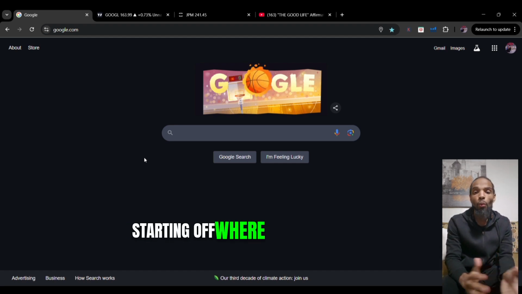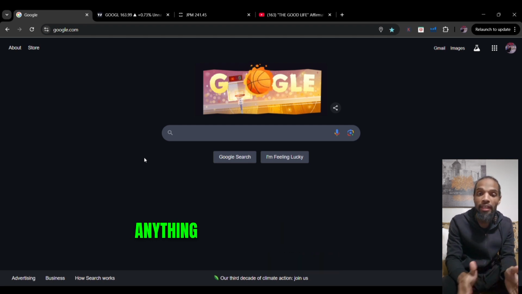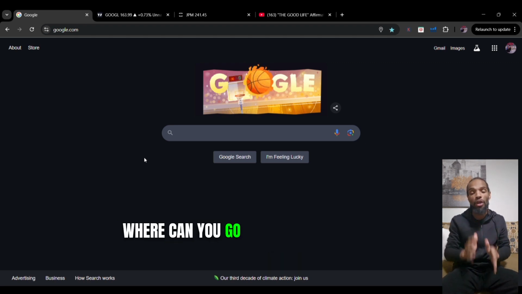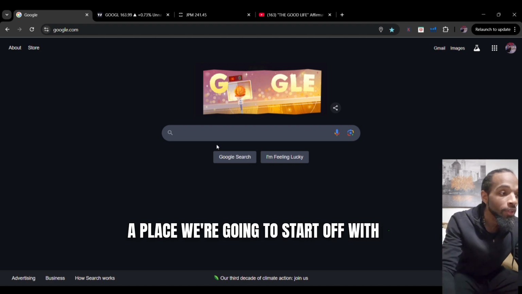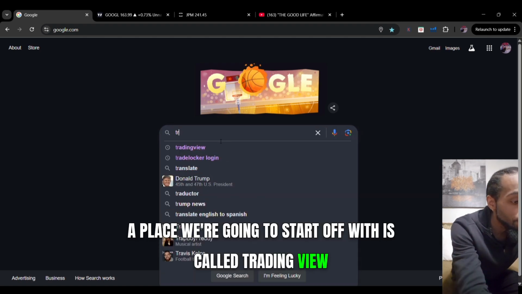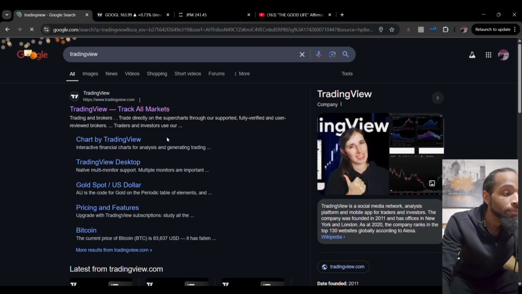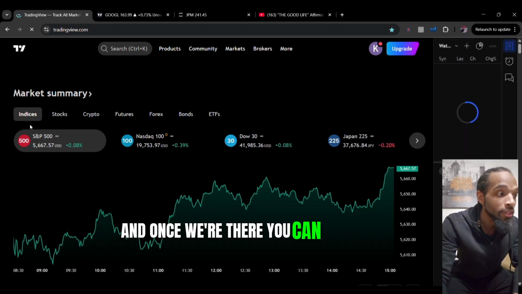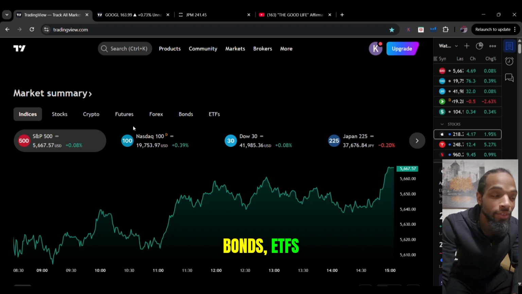Starting off, where can you even go to just look at any trade? Anything that you may have heard of, options, Forex, where can you go? If you have a laptop or a computer, a place we're going to start off with is called TradingView. This can be your foundation. And once we're there, you can see here we have indices, stocks, crypto, futures, Forex, bonds, ETFs.